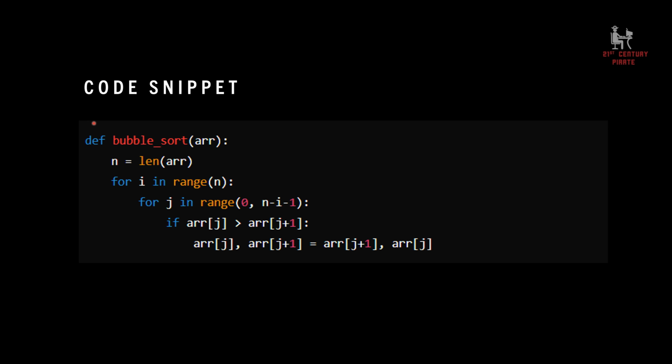So here is a code snippet to help you understand the bubble sorting algorithm. First we define a bubble sort array. Then we define n, which is the length of the array. So here is a loop. Then inside the loop there is another loop. Now we compare the element with the adjacent element. If the j element is greater than the j plus 1 element, then we perform a swap.